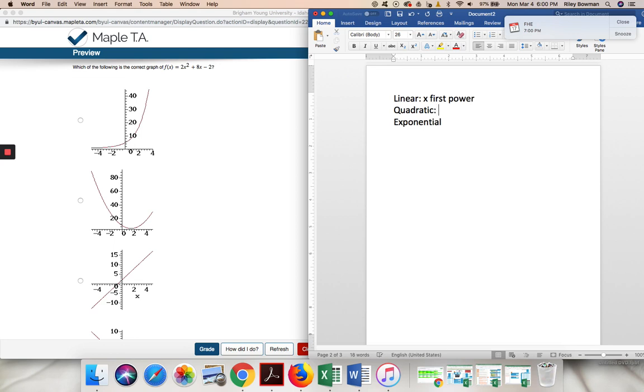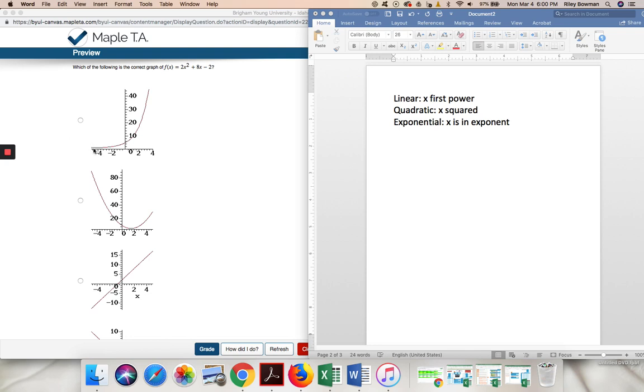Quadratic is x being raised to the second power, or squared. And the last one, exponential, this is when x is in the exponent. Something is being raised to the x. So x is in the exponent. Okay, so here I can see that I have x being raised to the second power. I also have an x to the first power, but I need to look at the highest power I have, and that's right here.